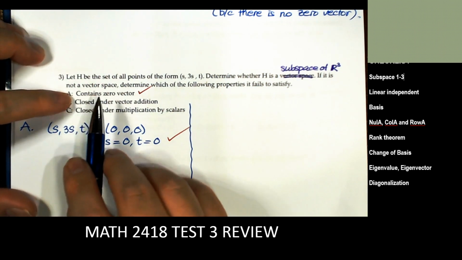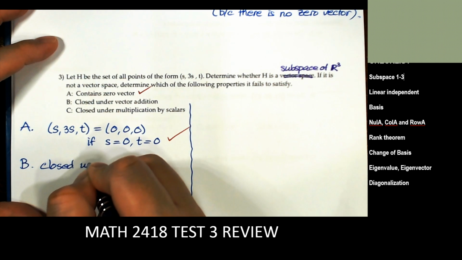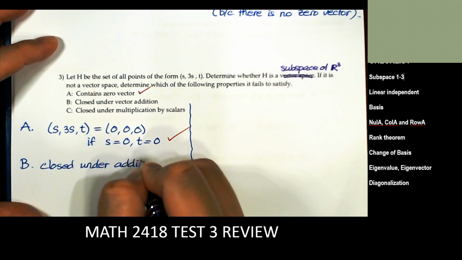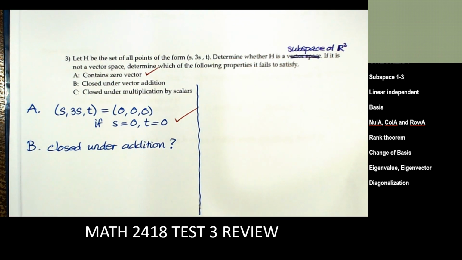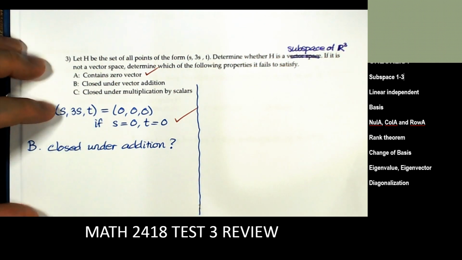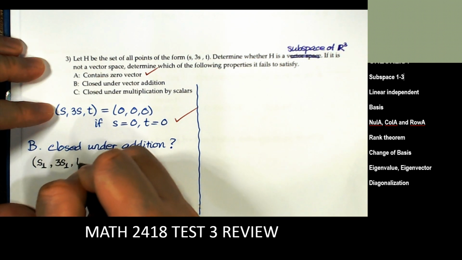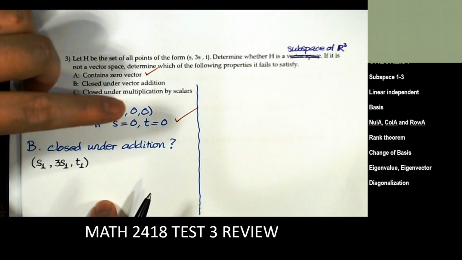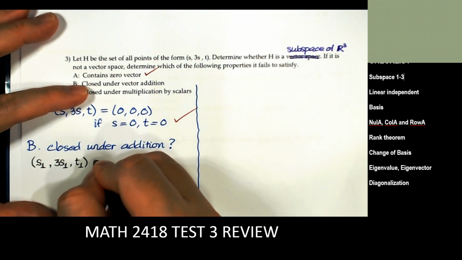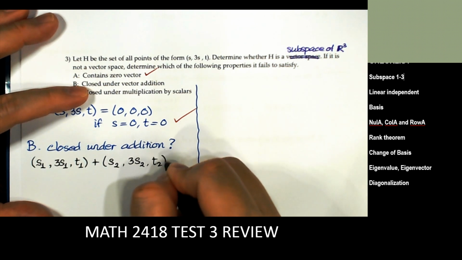Next, we need to show that it is closed under vector addition. To show that it is closed under vector addition, we're going to write 2 vectors and we just add them. So the first one is s1, 3s1, and t1. So we just say 3 different values for s and t. So s1, 3s1, and t1. And then we will add s2, 3s2, and t2. So pretty much we just add the subscript here.